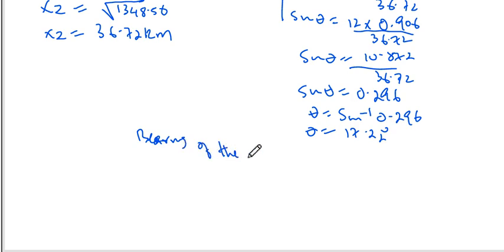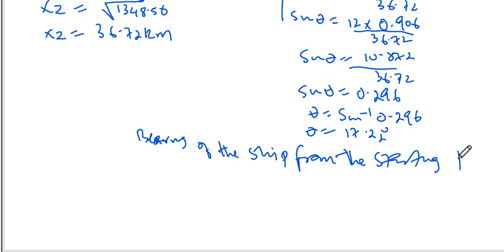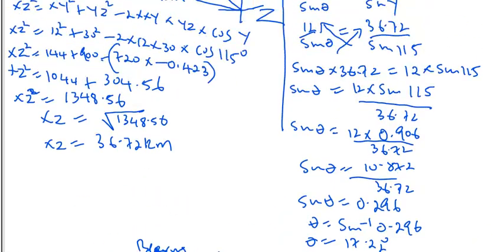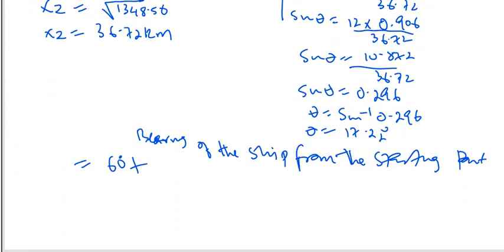So the bearing of the ship from the starting point equals 60 degrees plus theta, that's 17.22. That becomes 77.22 degrees.